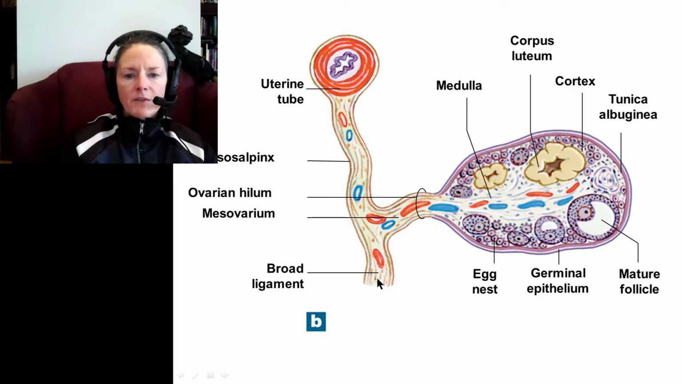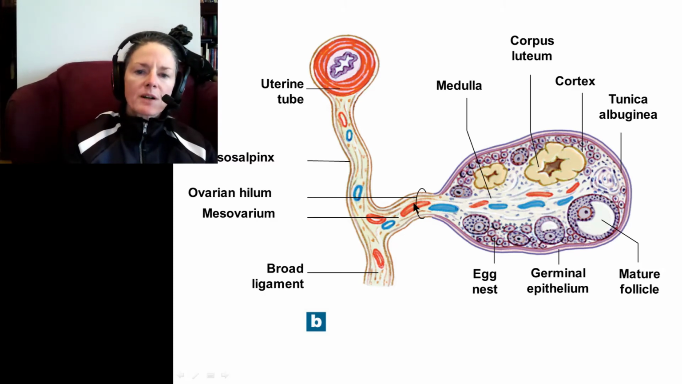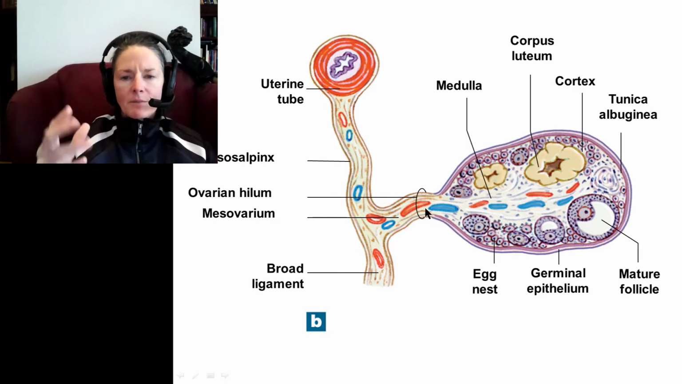And this is all one big mesentery. You can see the blood vessels inside here. And that will pretty much contain the entire female reproductive system, or the internal part of it, and help hold everything in place.